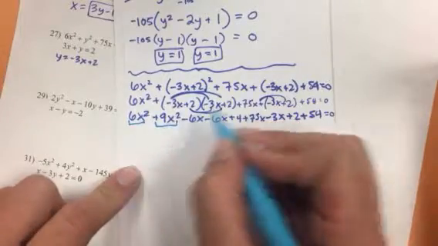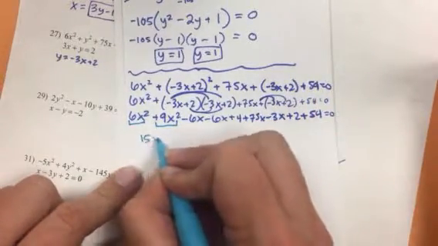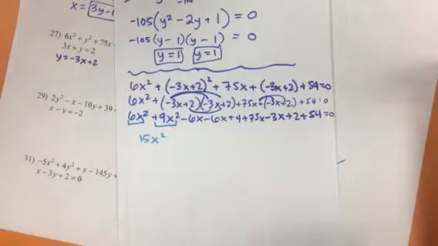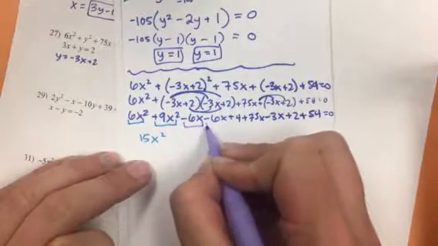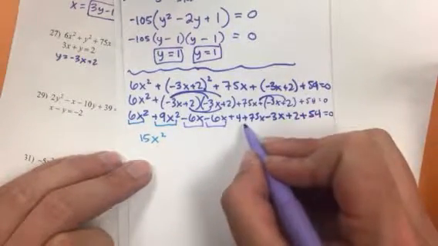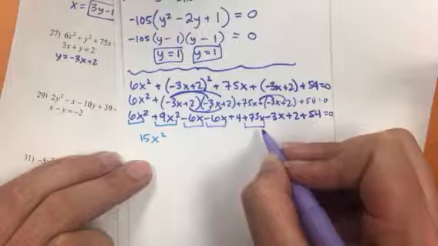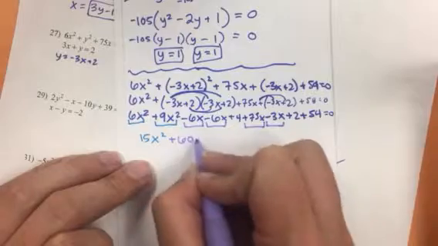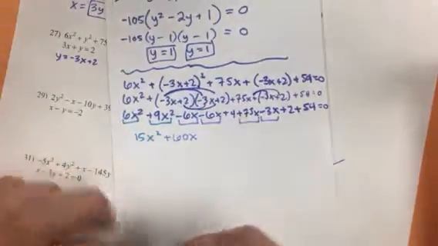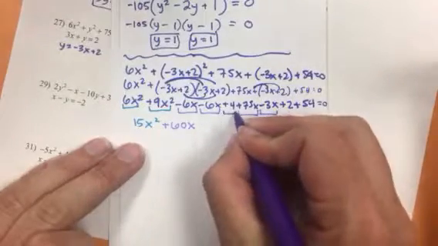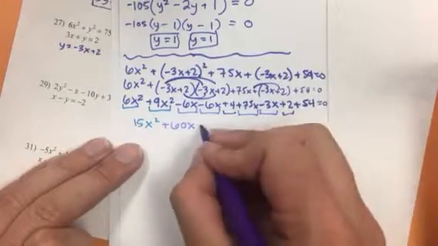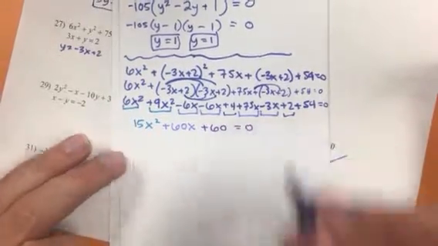6, 15, 6, 12, negative 12 and 75 is 63. 63 minus 3 is 60 plus 60x, and then positive 4, positive 2 is 6. 60 plus 60 equals 0.